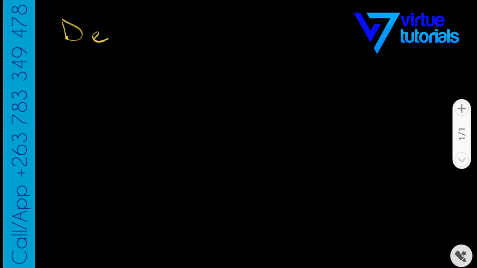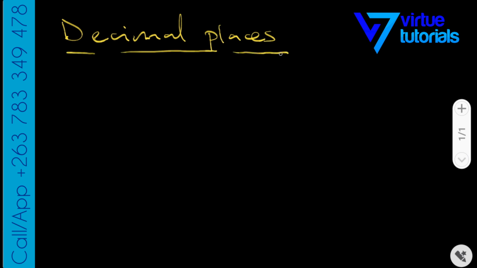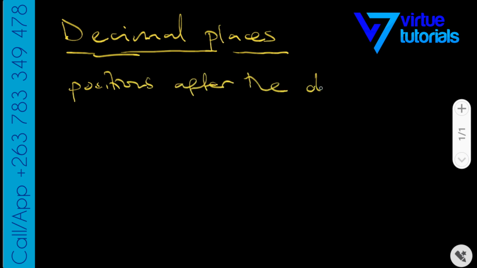Okay, decimal places. Let's talk about decimal places. So what are decimal places? Decimal places are simply positions after the decimal comma. So if you have a number with a comma, the positions that are to the right of the comma are your decimal places.